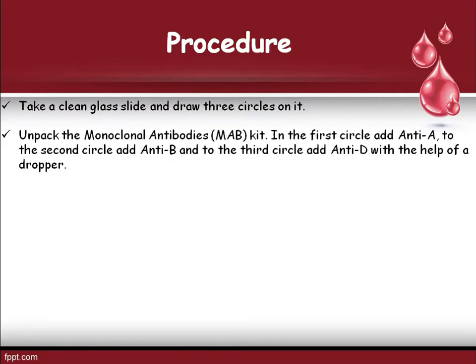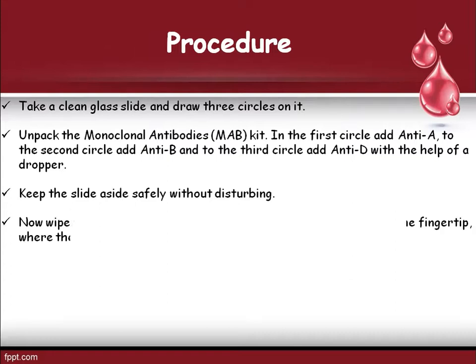Unpack the monoclonal antibodies kit. In the first circle, add anti-A. To the second circle, add anti-B. And in the third circle, add the anti-D with the help of a dropper. Keep the slide aside safely without disturbing.